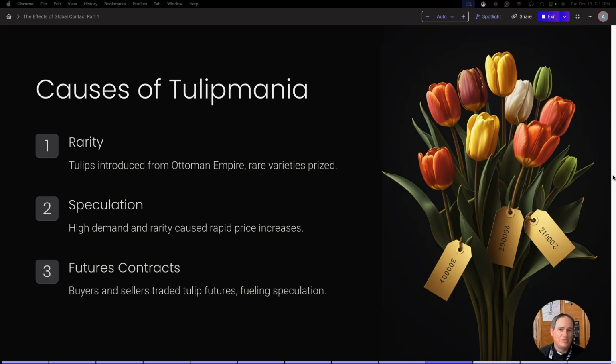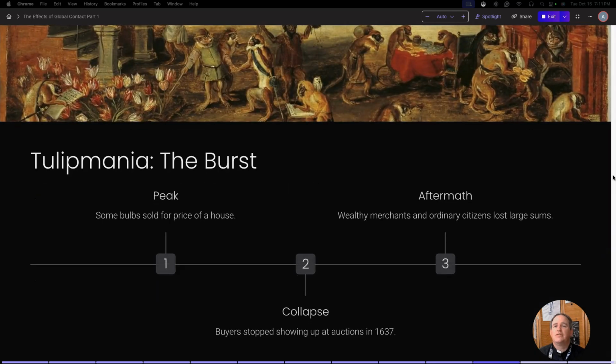But as with all bubbles, what goes up eventually must come down. Let's see how the bubble burst. In early 1637, prices began to collapse as buyers stopped showing up to the auctions. This led to massive financial losses for many people, from wealthy merchants to ordinary citizens. And although the long-term economic impact was small, tulip mania serves as a cautionary tale about the dangers of market speculation.